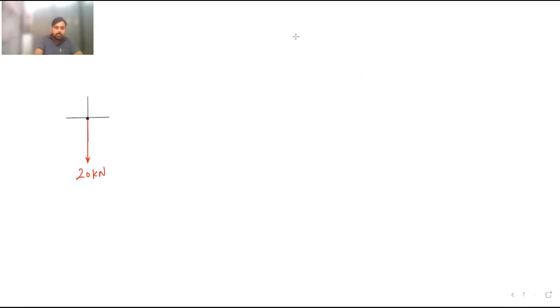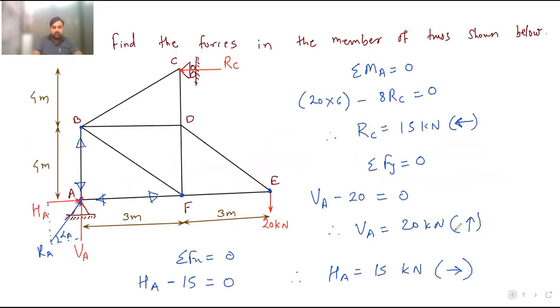First is member ED, which is inclined member. This is the force in member ED, FED, because this is joint E. And then second is EF, which is horizontal member, FEF. You can refer to the diagram. Okay, this is the free body diagram of joint E.